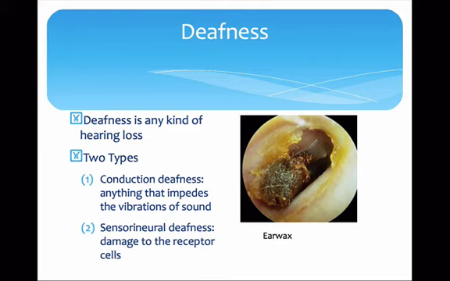And deafness is any kind of degree of hearing loss. And there's 2 types. There's conductive or conduction deafness and sensorineural deafness. In conduction deafness, you'll remember that conduction means you're in contact. Well, anything that interferes with the vibrations of sound, that means from your eardrum through your 3 bones right to the oval window. If anything stops those things from vibrating, and that can even include earwax.